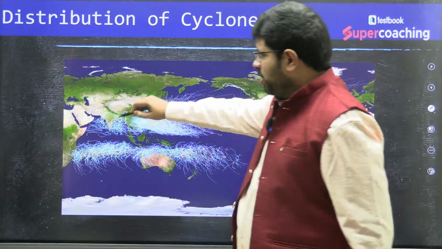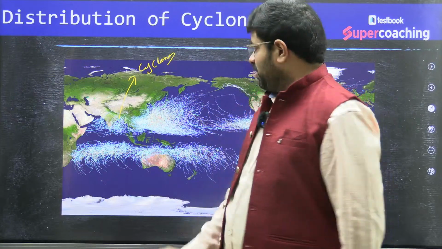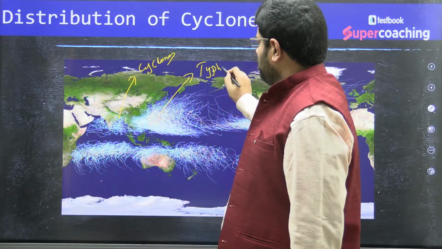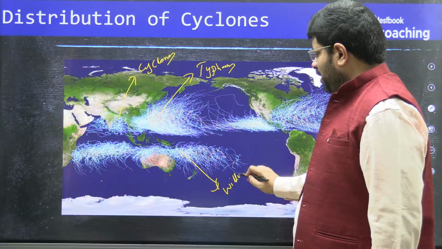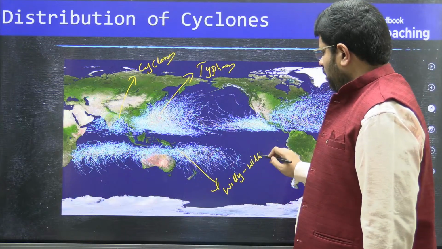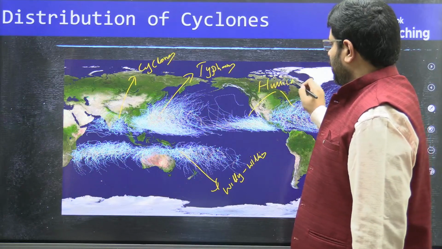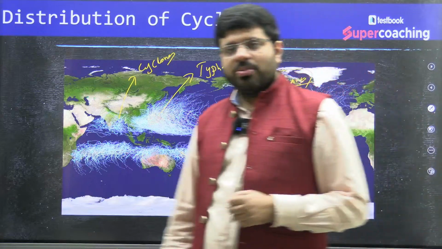You can see here, this is what we call cyclones, Chakravat and all these things. This is where you will find them called typhoons. In Australia, you will call them Willy Willies. And in America, you will call them hurricanes. Right? This is the basic thing about cyclones.